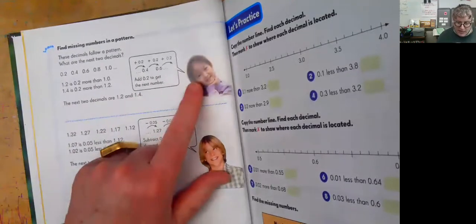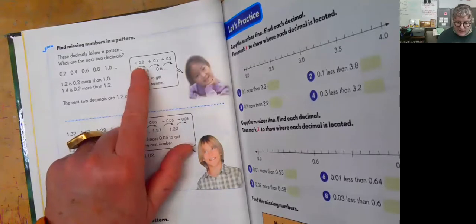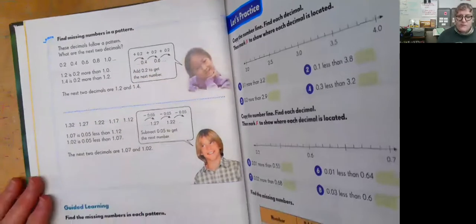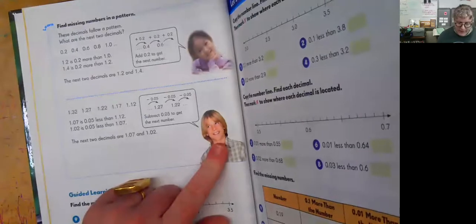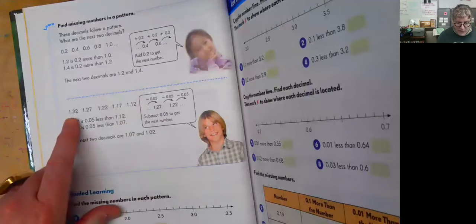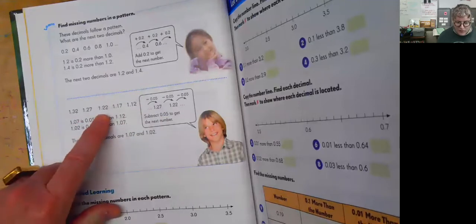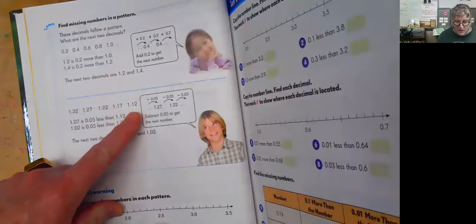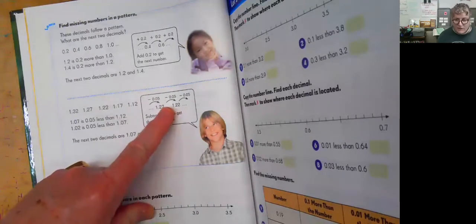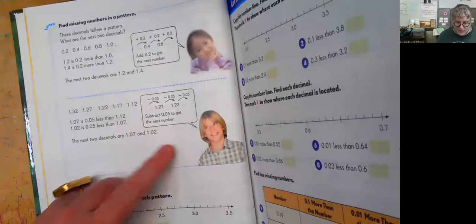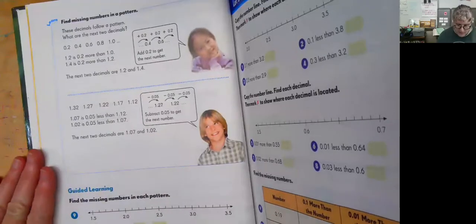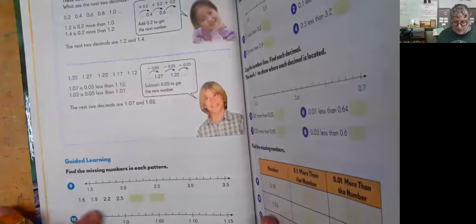Okay, and she's thinking in her head, hey, we're just skip counting by 2 tenths each time. So we add 2/10 to get the next number. This dude right here is looking at a pattern that gets smaller, right? So he's subtracting: 1 and 32 hundredths, 1 and 27 hundredths, 1 and 22 hundredths, 1 and 17 hundredths, 1 and 12 hundredths. He's seeing the relationship between the numbers. He's subtracting by 5 hundredths each time. So the next two are going to be 1 and 7 hundredths and 1 and 2 hundredths. Okay? So we're going to find the missing numbers in the pattern.